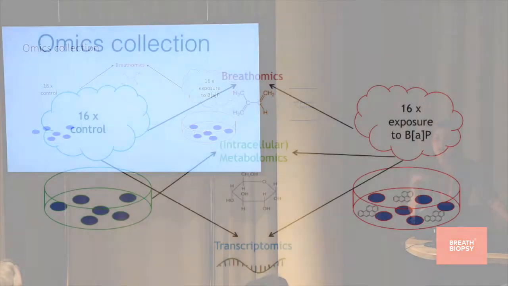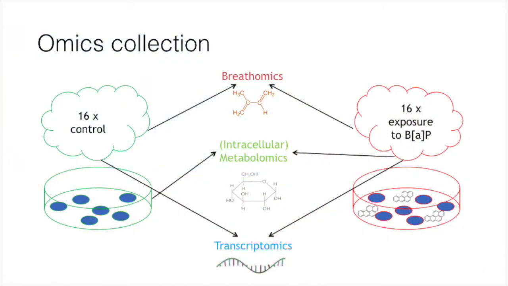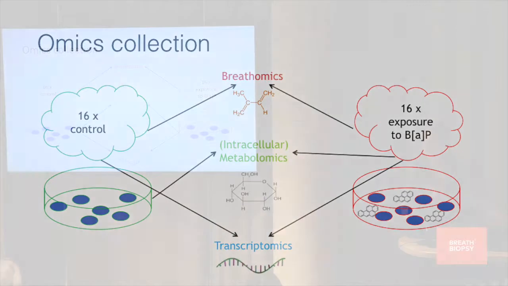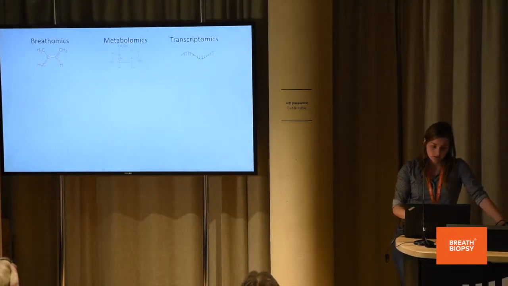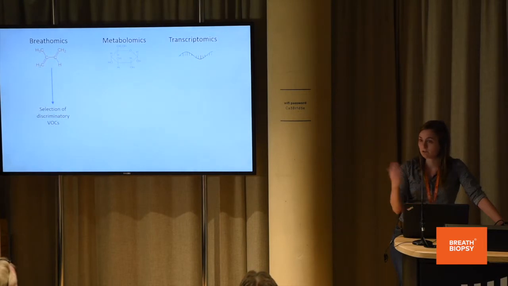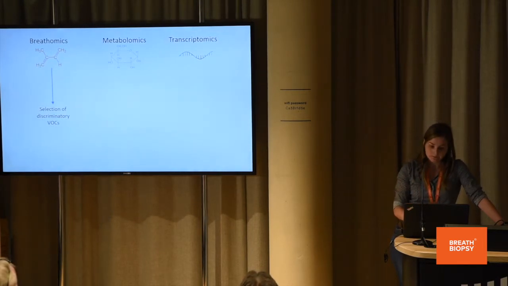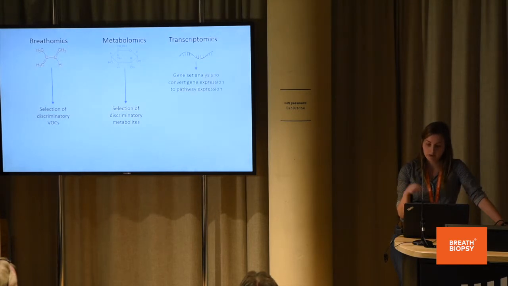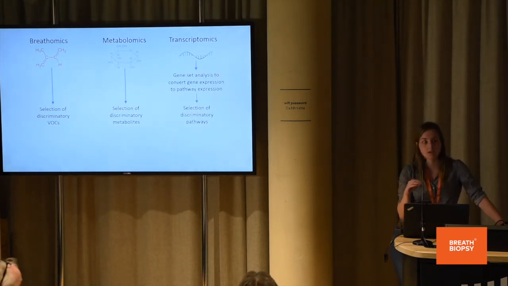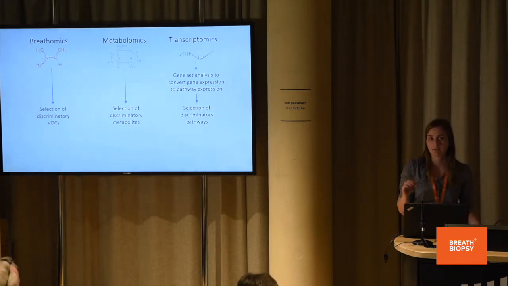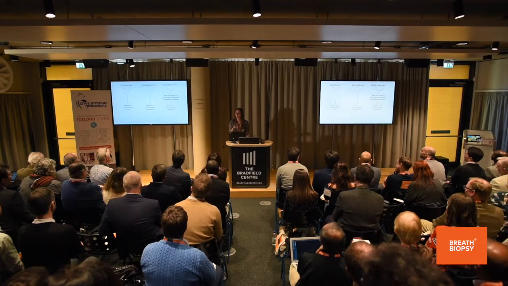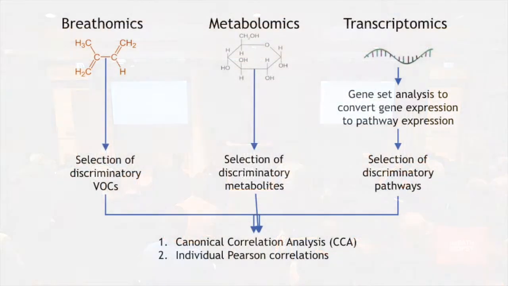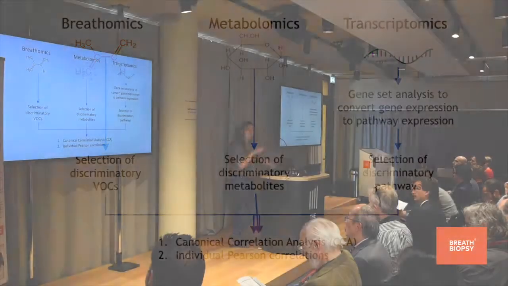But instead of stopping there, we decided to also collect other data. So instead of just doing breathomics, we also collected metabolomics, intracellular metabolites. And we also checked the gene expression. We did it in the following way. So for breathomics, we selected the discriminatory VOCs, as I just showed you. We did the same for the metabolomics. And for the transcriptomics, we did it a little bit differently than you would usually do. Instead of looking at each gene specifically, we combined them into pathways, because those are what we're interested in, and used pathway expression, and then selected discriminatory pathways instead of genes. We then combined this data using canonical correlation analysis, but also looked at the individual correlations.